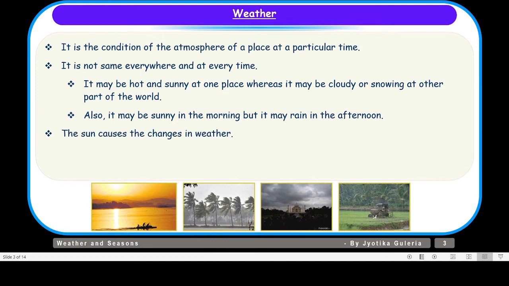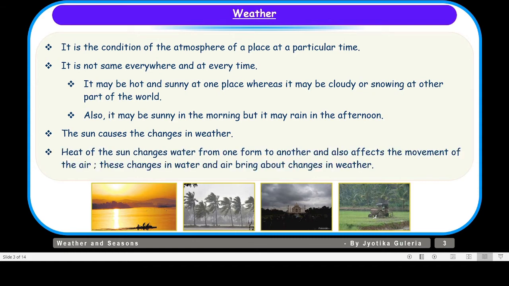The sun causes the changes in weather. And let us see how the sun affects the weather. Heat of the sun changes water from one form to another and also affects the movement of the air. These changes in water and air bring about changes in weather. How sun affects the water? We know that there is a continuous movement of water from land to the sky, and evaporation and condensation are two processes which are continuously taking place in nature, which eventually lead to the formation of water cycle.